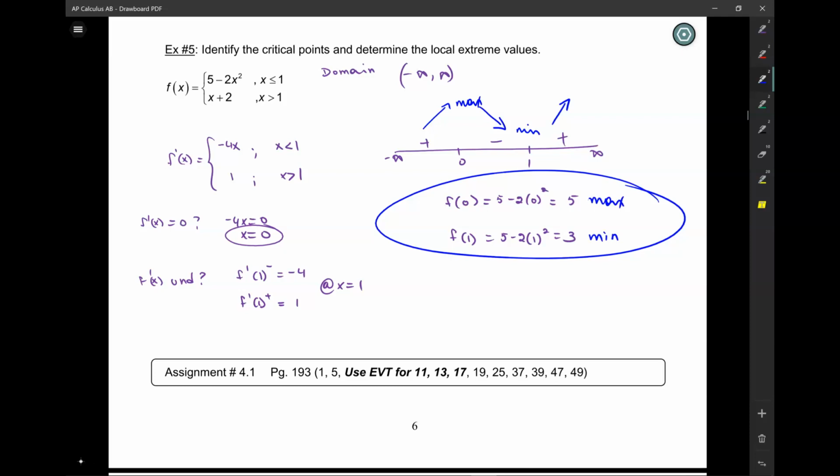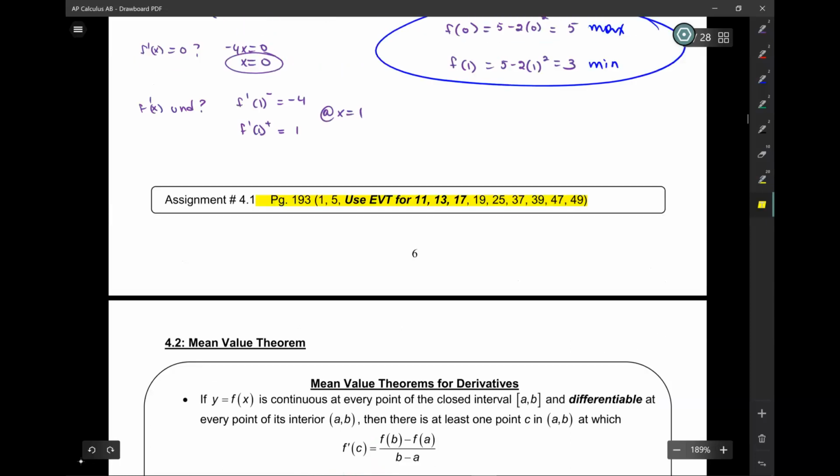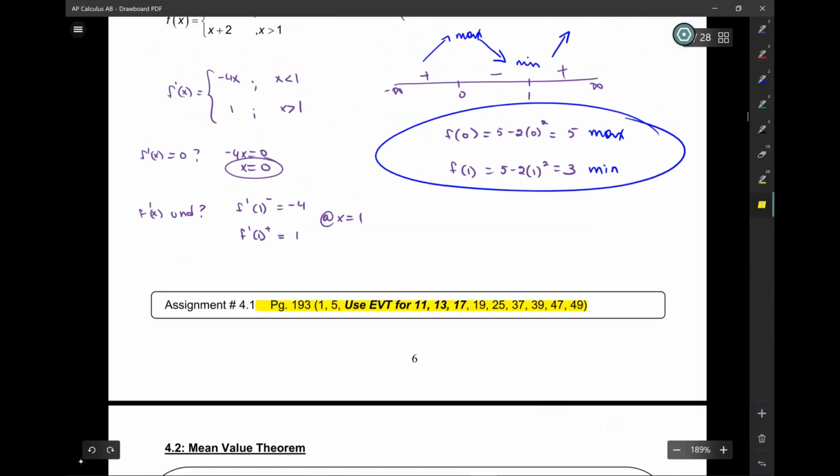Okay, so this homework is due when? Monday? This homework is due Monday. Monday we meet last period. A period is last. So this homework is due then. And then Monday, I'm going to cover section 2. Here you're going to use the extreme value theorem for these. Okay?